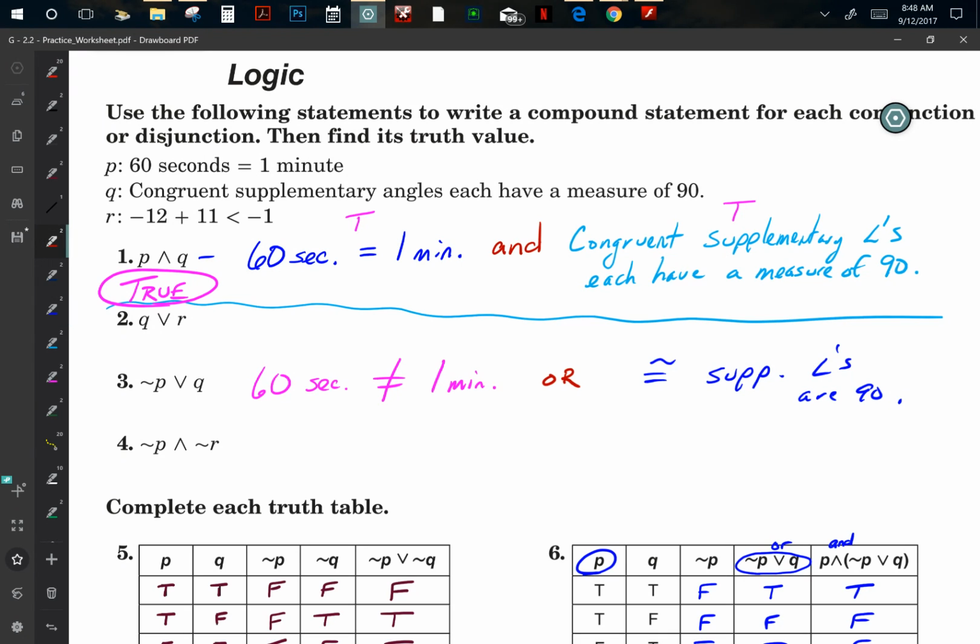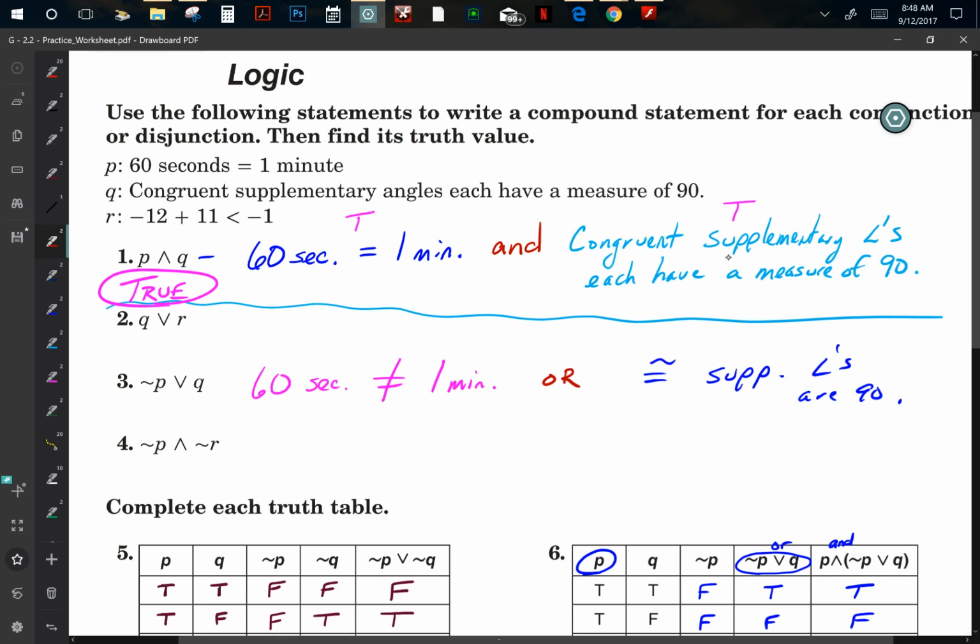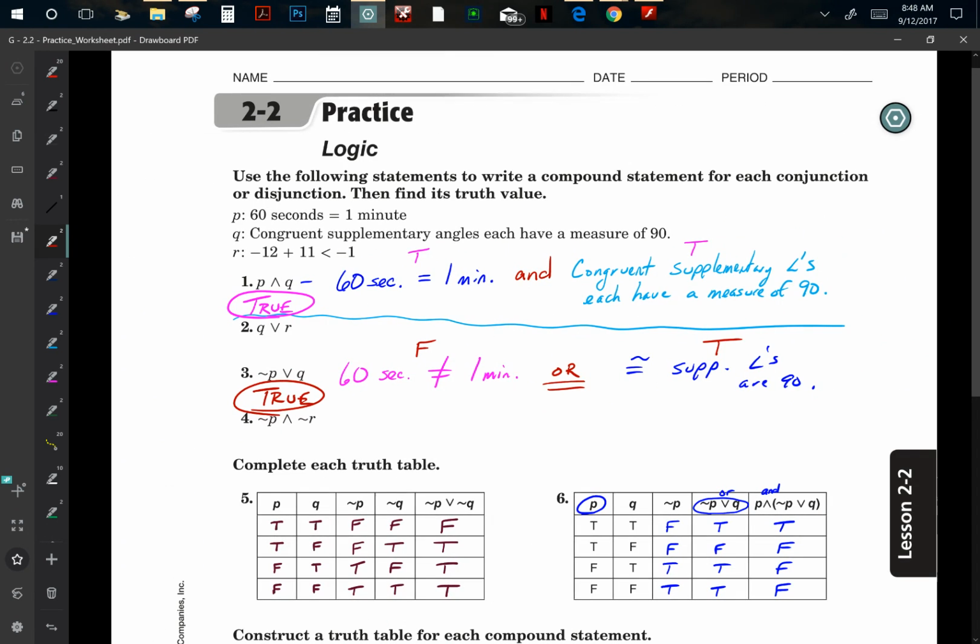So, truth value. First part here, is 60 seconds not equal to a minute? That's false because it is true, isn't it? Are congruent supplementaries? That is true, isn't it? But what's in between here? So I only have to have what? One of them true, so my truth value is true. Makes sense?